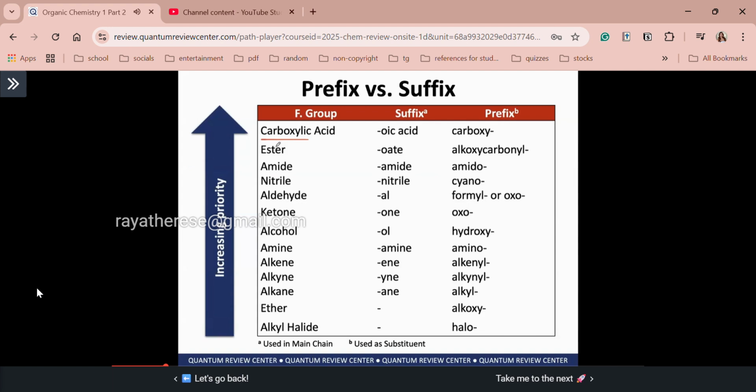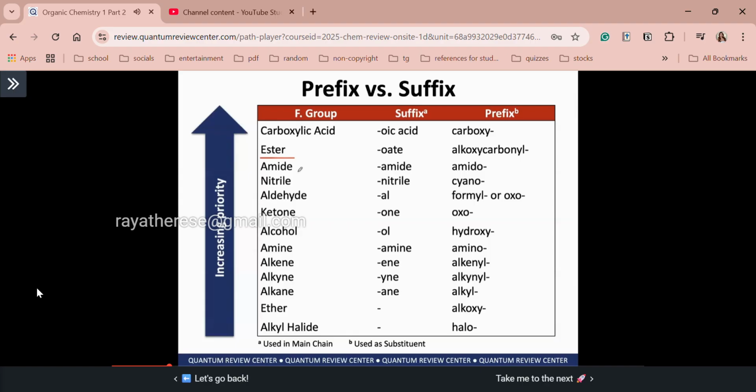So usually, class, in organic compounds, ang carboxylic acid is always a suffix because it's a highly prioritized functional group, okay? Rarely natin ginagamit yung carboxy na term as a prefix, because for prefix, again, it is used as a substituent. Going back, second priority, a derivative of carboxylic acid, we have ester. So suffix -oate and then prefix alkoxycarbonyl.